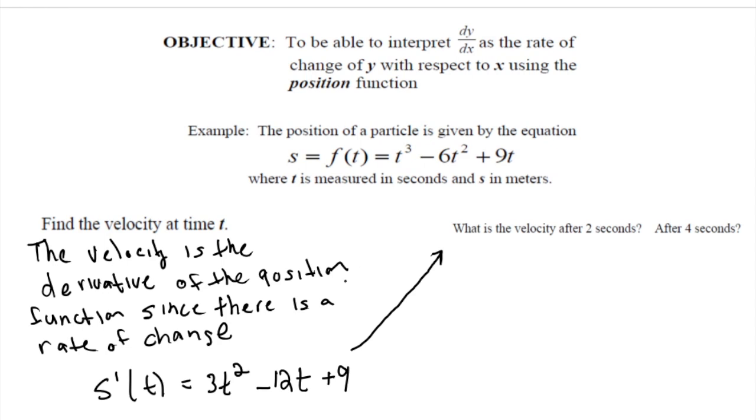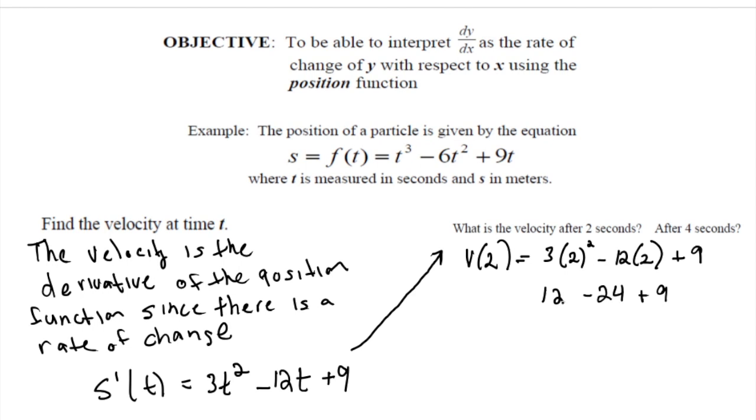The velocity at 2 seconds is going to equal 3 times 2 squared minus 12 times 2 plus 9. When I simplify this, 2 squared is 4, and 4 times 3 is 12. So 12 minus 24 plus 9. 12 take away 24 is negative 12, plus 9 is negative 3. So the velocity is negative 3 meters per second.